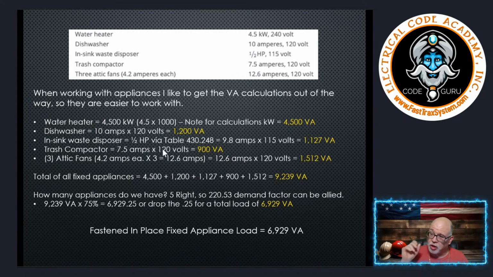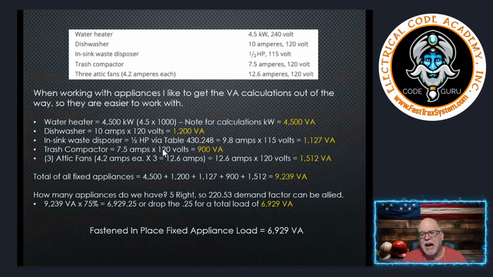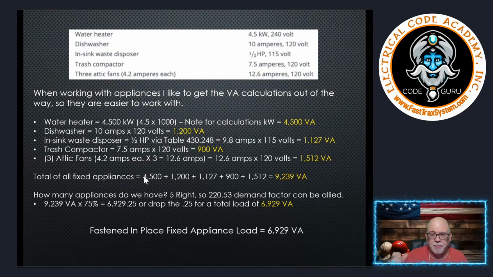Now, the first thing you'll notice is how many appliances do we have? Well, let's add it up first. Let's add all these numbers first before I get into that, because this is where you can sometimes get tricked up on an exam. So I've got 1,500 plus 1,200 plus 1,127 plus 900 plus 1,512. And that is 9,239. So that's what we have right here.